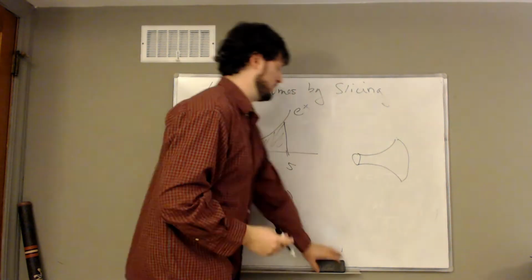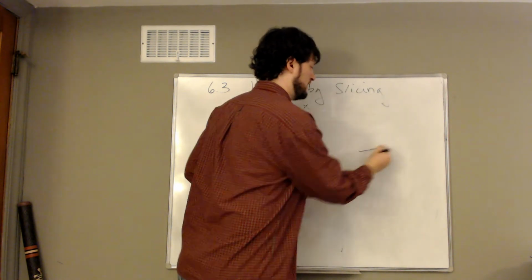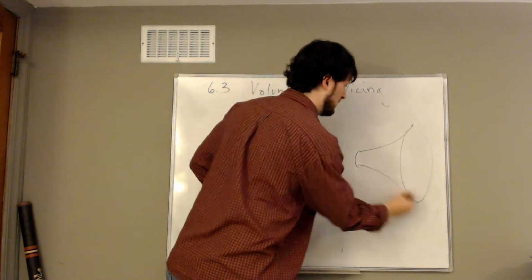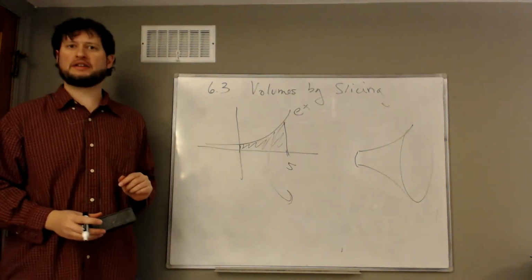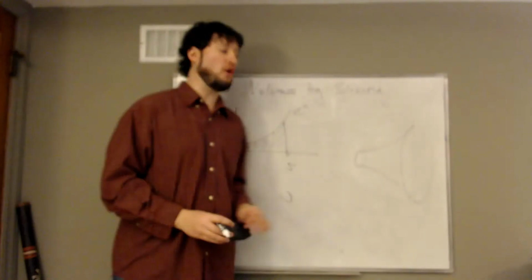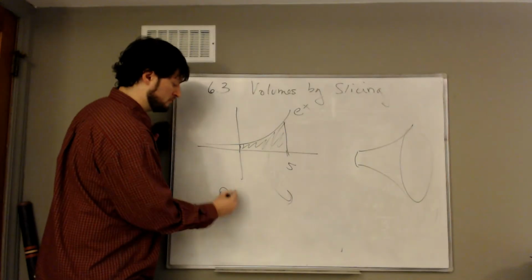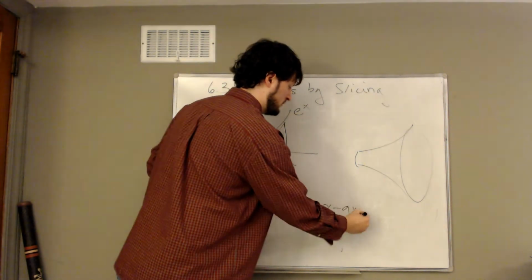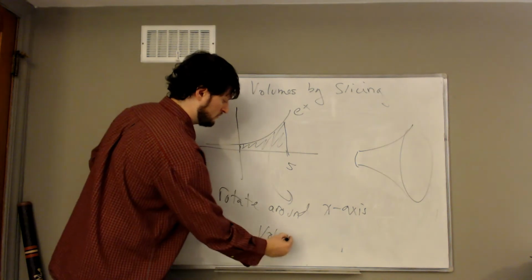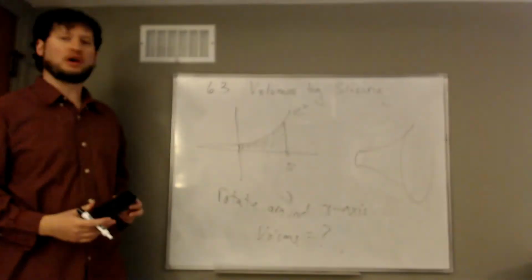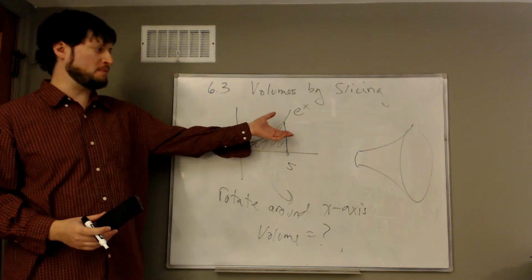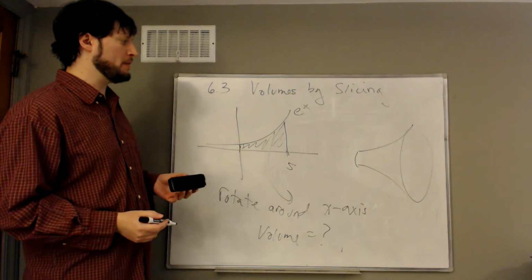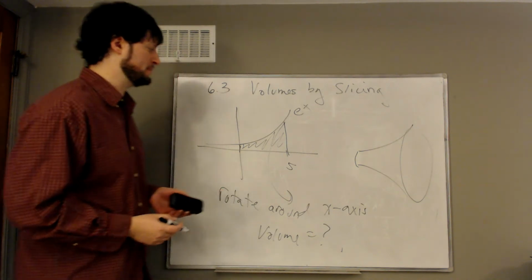Right, so let me look at it from the other direction. We get this e to the x. We get a funnel type shape by taking this and rotating it around the x-axis. And so our question is, what's the volume? If we have some shape that we can get by having an axis that we rotate it around, we'd like to be able to come up with a method of determining the volume of that shape.